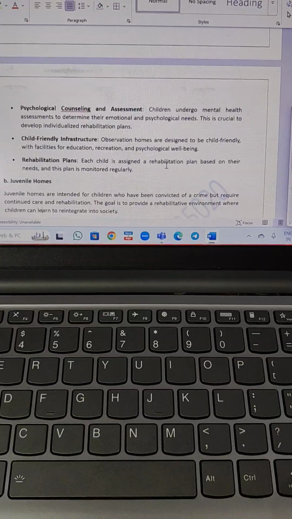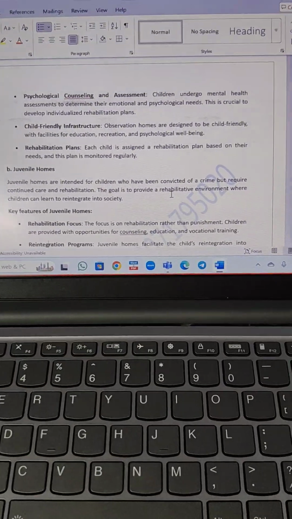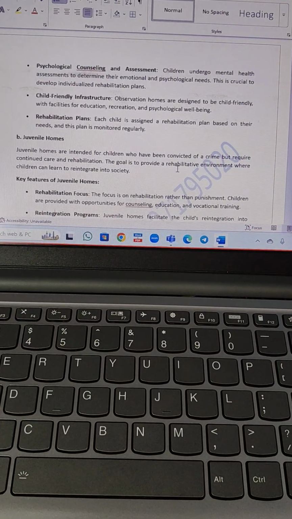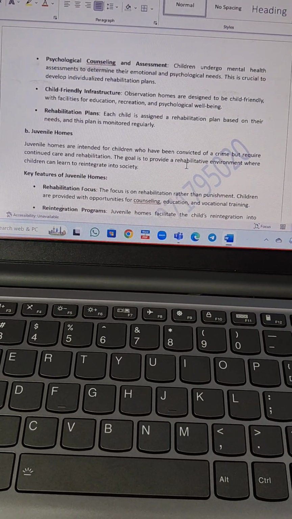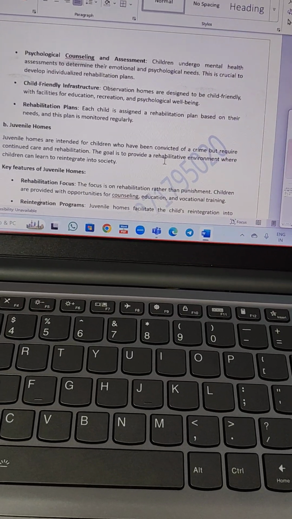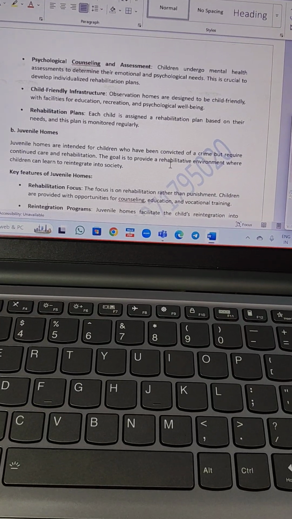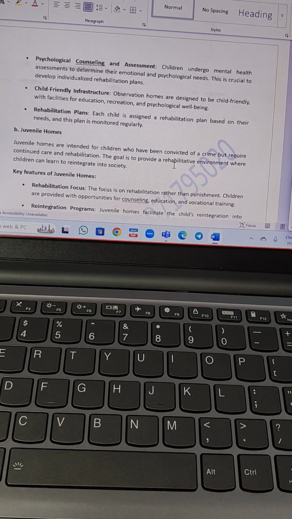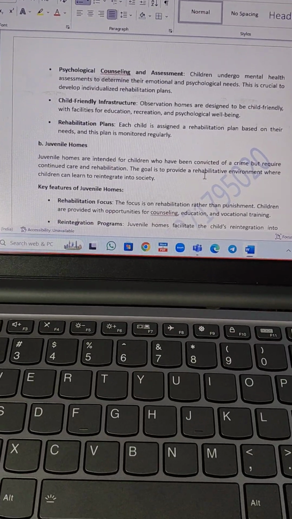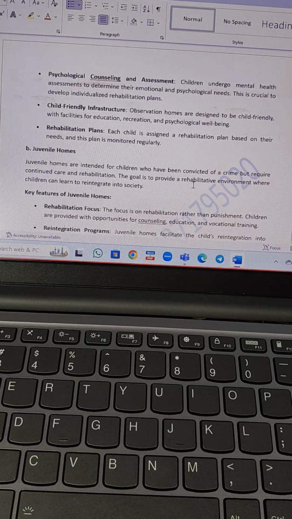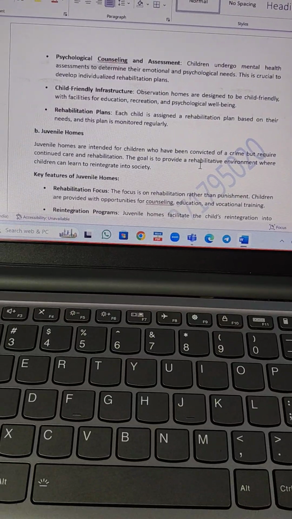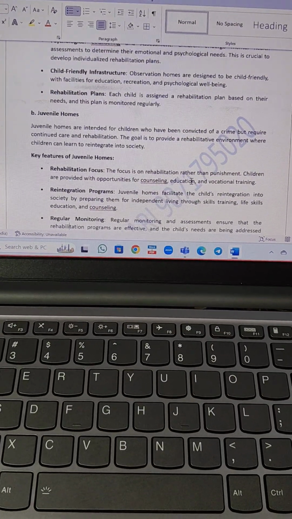Now psychological counseling and assessment. The children undergo a mental health assessment to determine their emotional and psychological needs. This is crucial to develop individual rehabilitation plans. Now child-friendly infrastructure. Observation homes are designed to be child friendly with facilities like education, recreation and psychological well-being. Now the rehabilitation plan. Each child is assigned a rehabilitation plan based on their needs, and the plan is monitored regularly.